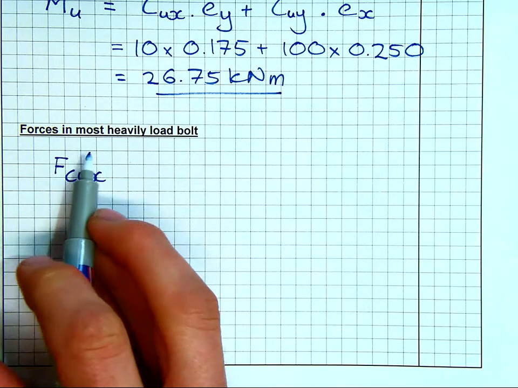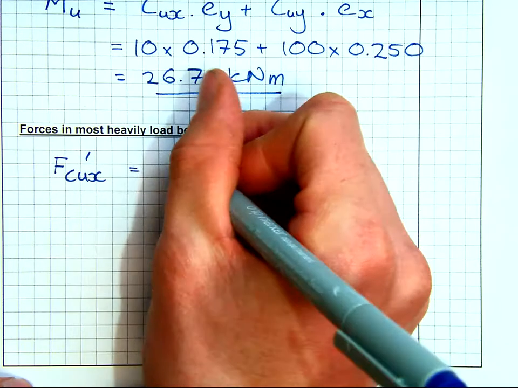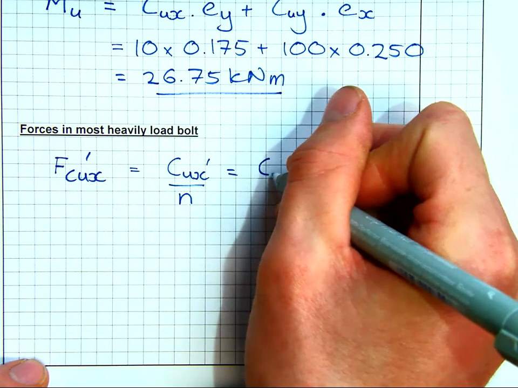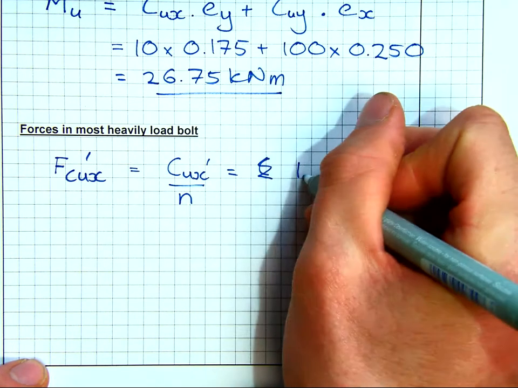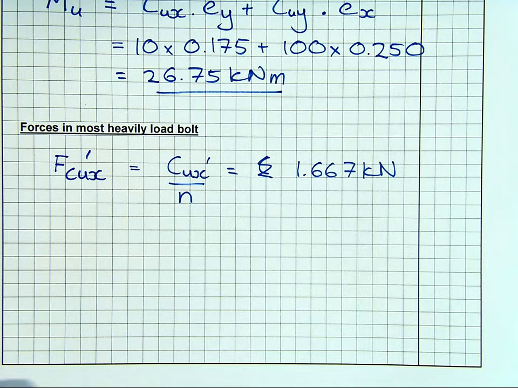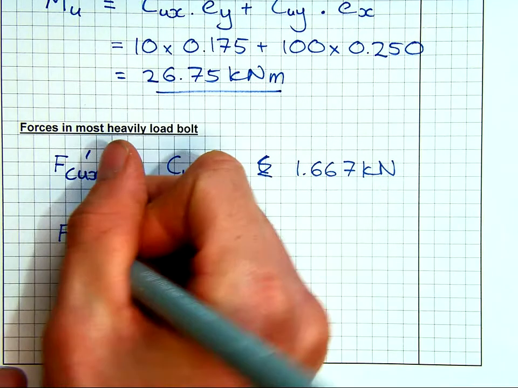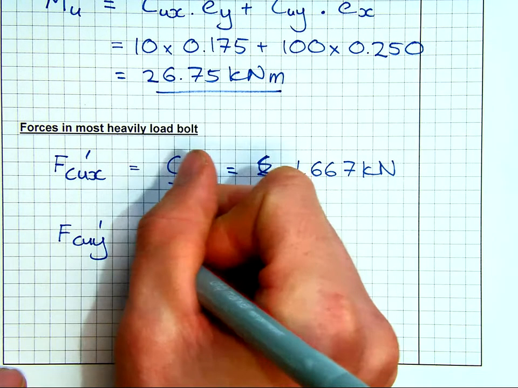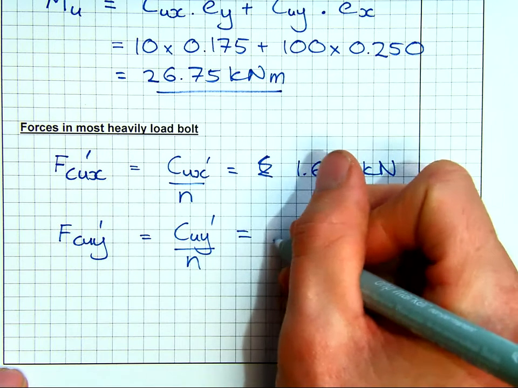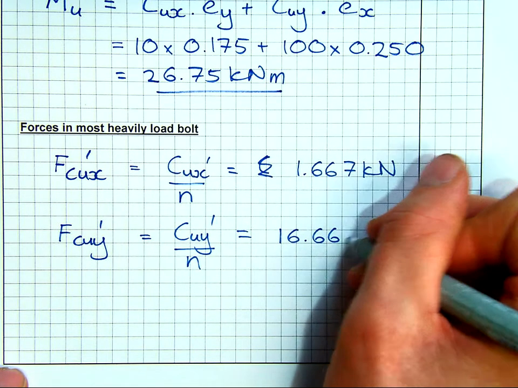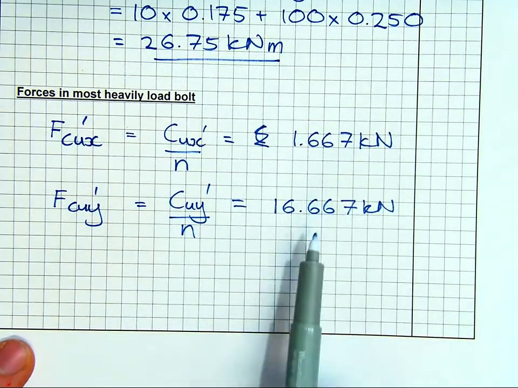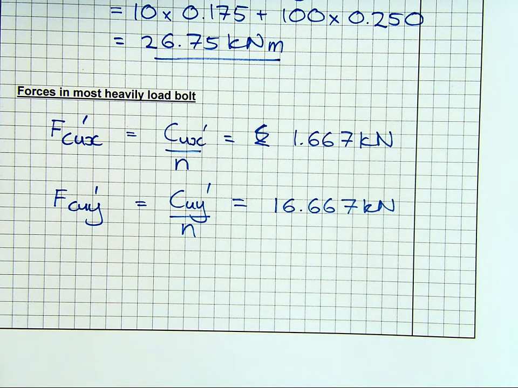So this is now the force per bolt. Force in the most heavily loaded bolt is the horizontal component divided by the number of bolts, 1.667. I'm not putting in all the numbers, you can go do that afterwards. I'm just doing that so we don't spend too long writing everything down. And once again, the vertical component is the same. It's uniformly spread amongst the bolts. So we've got 1.67 kilonewtons horizontally and 16.67 kilonewtons vertically.